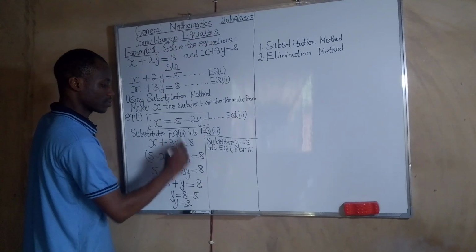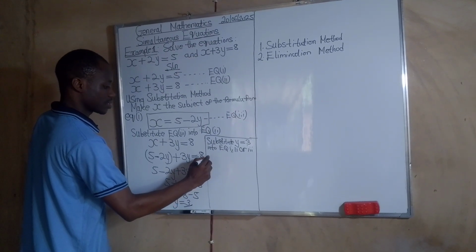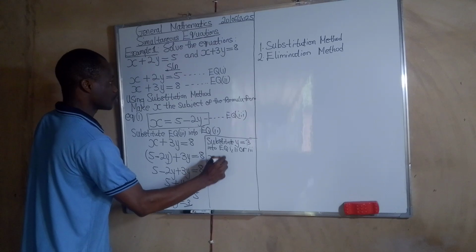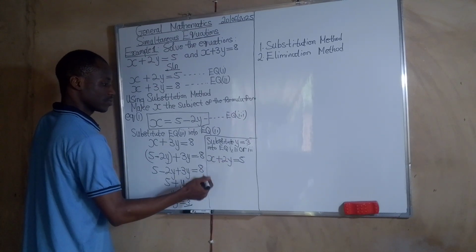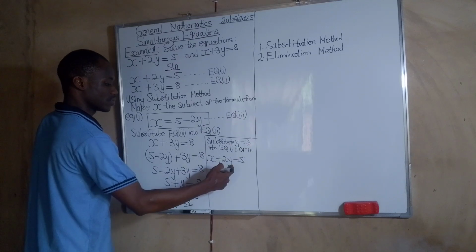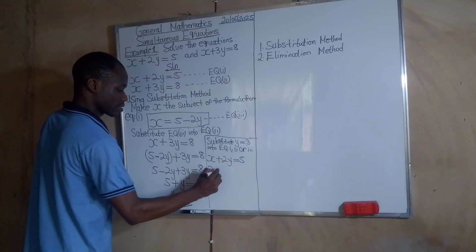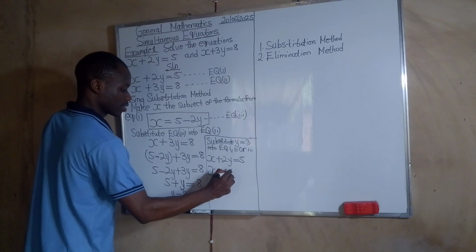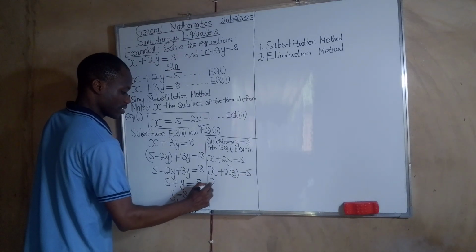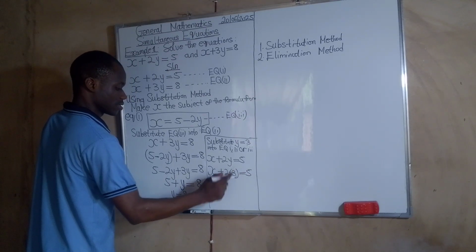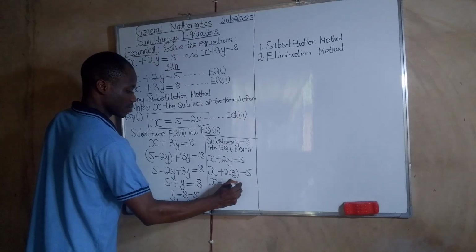We're making use of equation 1 now first. So it is x plus 2y equals 5, right? So wherever you see y, you replace it with 3. So it becomes x plus 2 open bracket 3 equals 5. So x plus 2 times 3 gives us 6, equals 5.